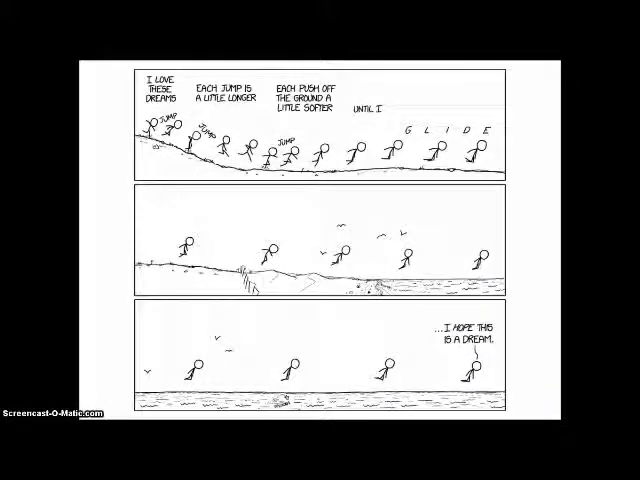All right, so we'll end with a joke. We have a little guy jumping around. He says, I love these dreams. Each jump is a little longer. Each push off the ground a little softer until I glide. Now he's gliding over the beach and gliding over the ocean, and he says, I hope this is a dream.